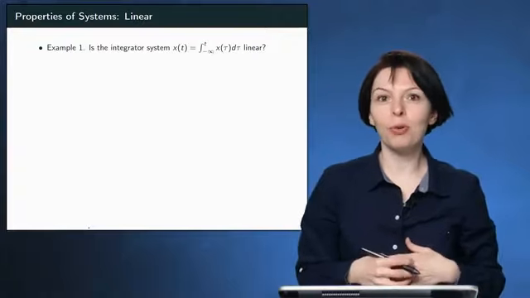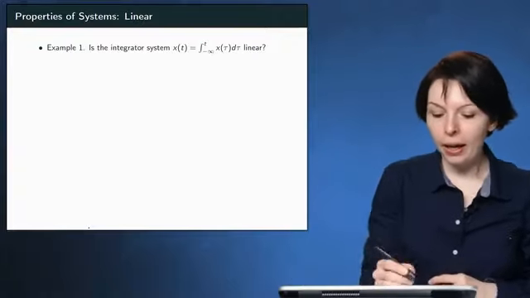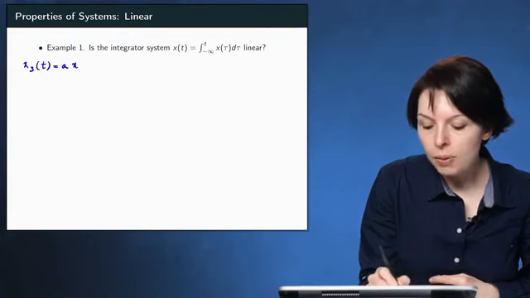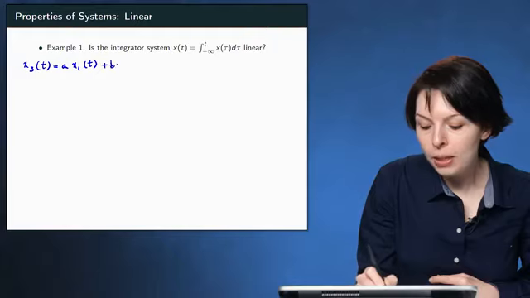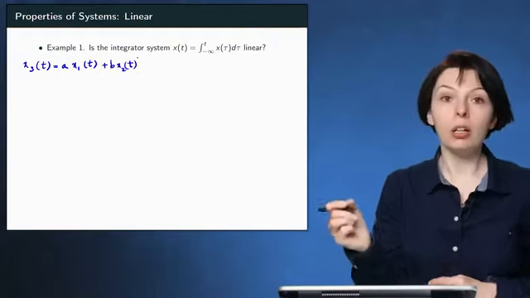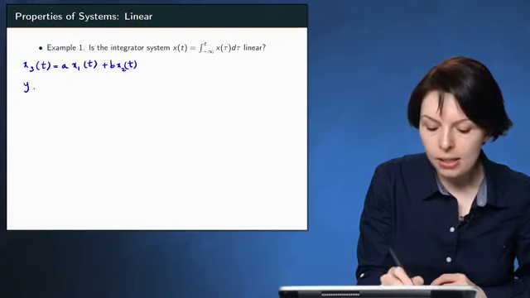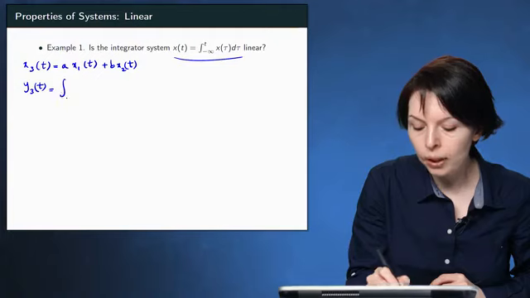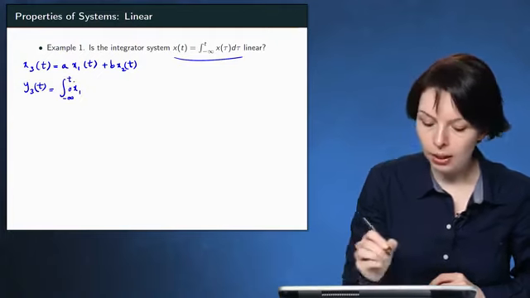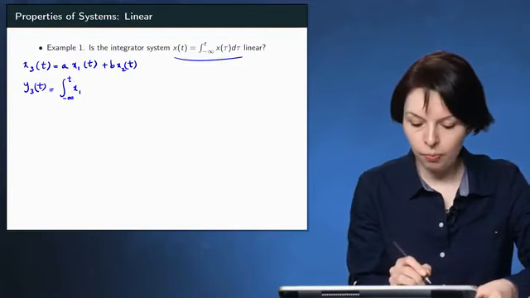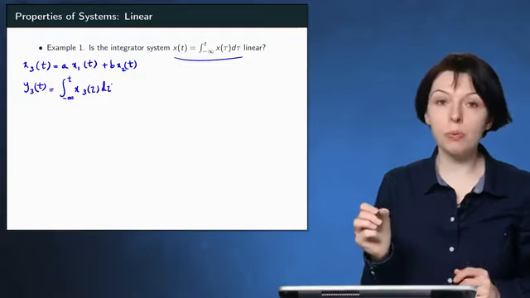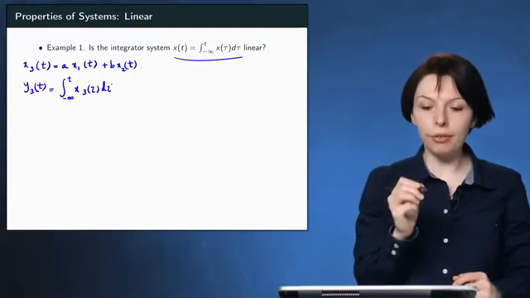Let's do all of these steps for this integrator system. As the first step, I'm defining x3 of t as a times x1 of t plus b times x2 of t. A and b are complex numbers. And next step is to find y3 of t using this expression, which is equal to the integral from negative infinity to t of x3 of tau d tau. This is the response of the system if I apply x3 of t.